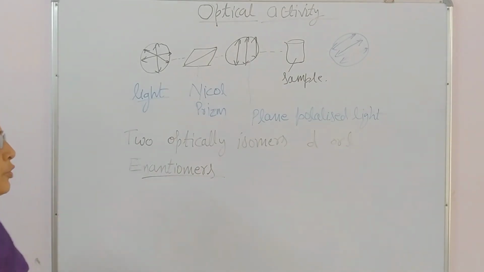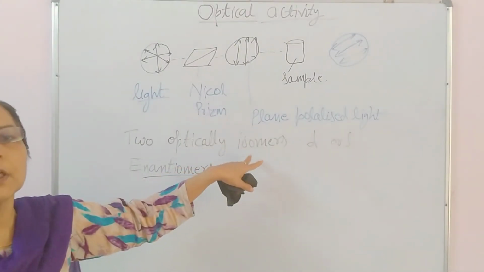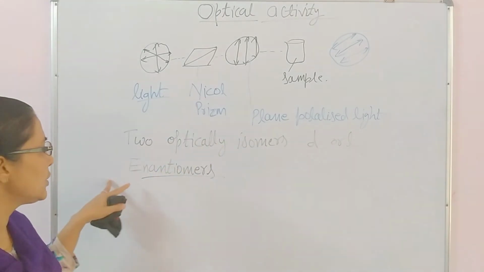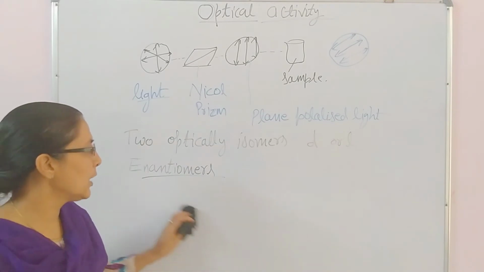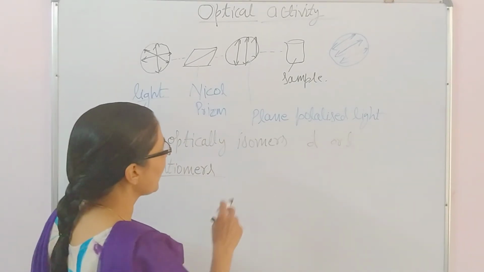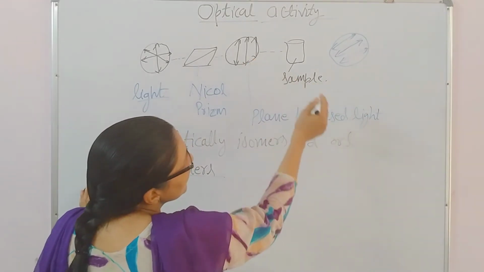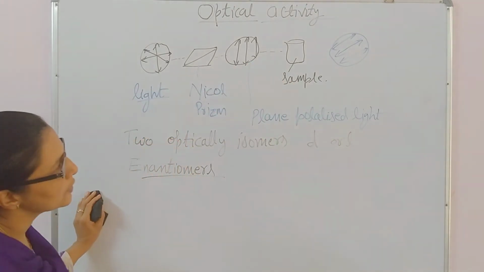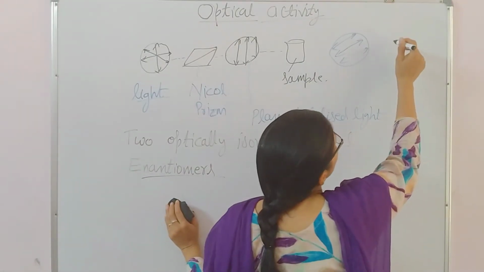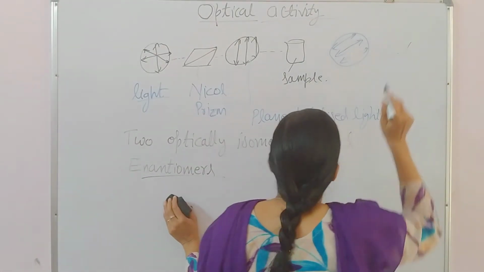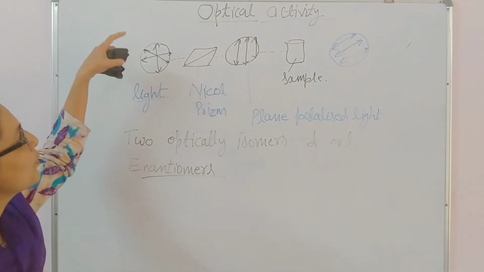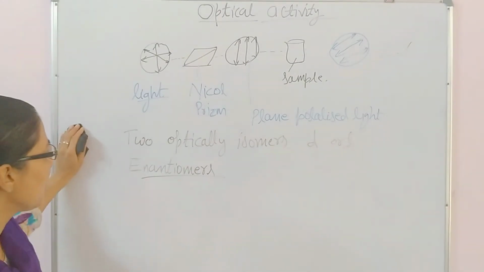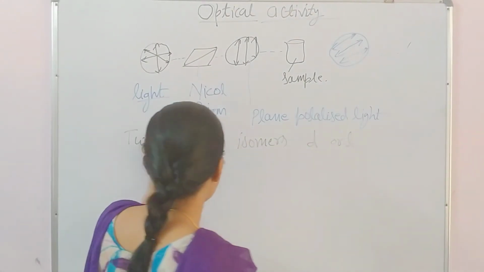So, what are enantiomers? Enantiomers are the optically active compounds, the optical isomers of a single compound. These two optical isomers are known as enantiomers. One will rotate plane polarized light in the left direction, the other one will rotate it in the right direction. After this rotation, there should be one analyzer also. You will read much more detail about polarization in the subject physics. Here we need to concern ourselves only with the optically active compound.